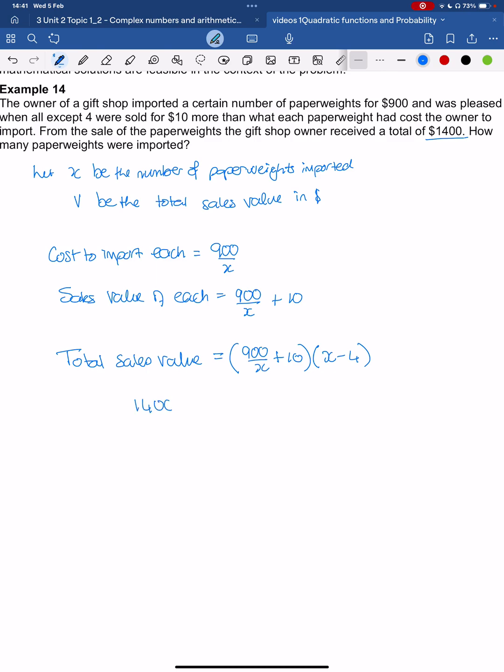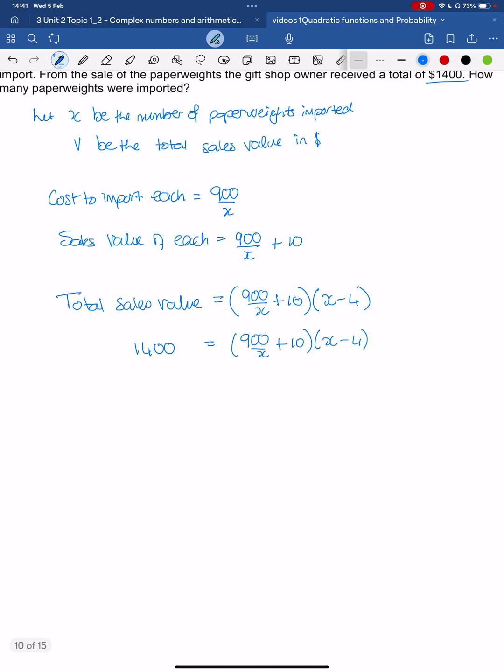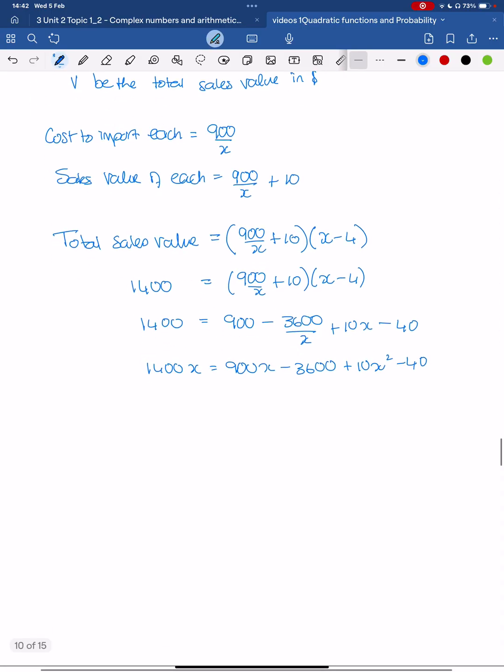So I've got 1,400 is equal to (900 over x plus 10) times (x take 4). And if I expand that, it starts looking a lot like a quadratic. Have a look at this. So 900 over x times x is just 900, minus 3,600 over x, plus 10x minus 40. And if I multiply every single term by x, I get 1,400x is 900x minus 3,600 plus 10x squared minus 40x.